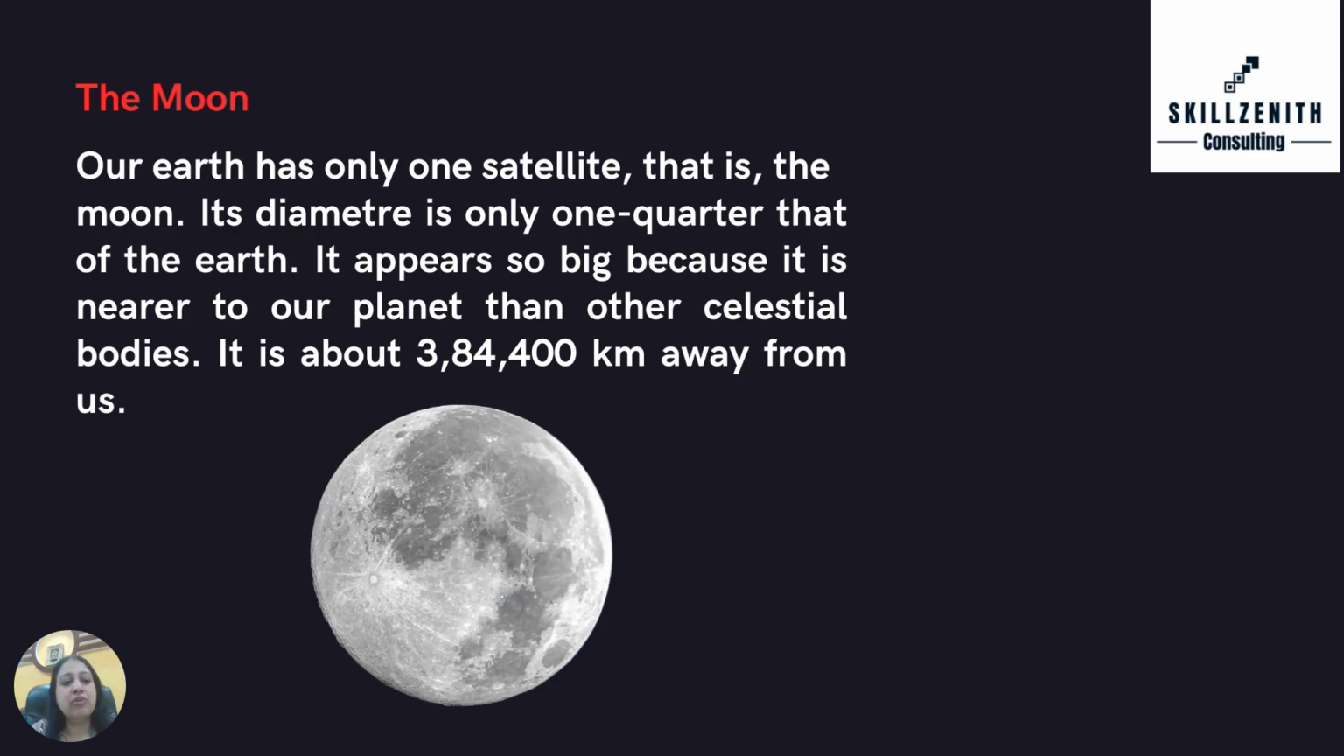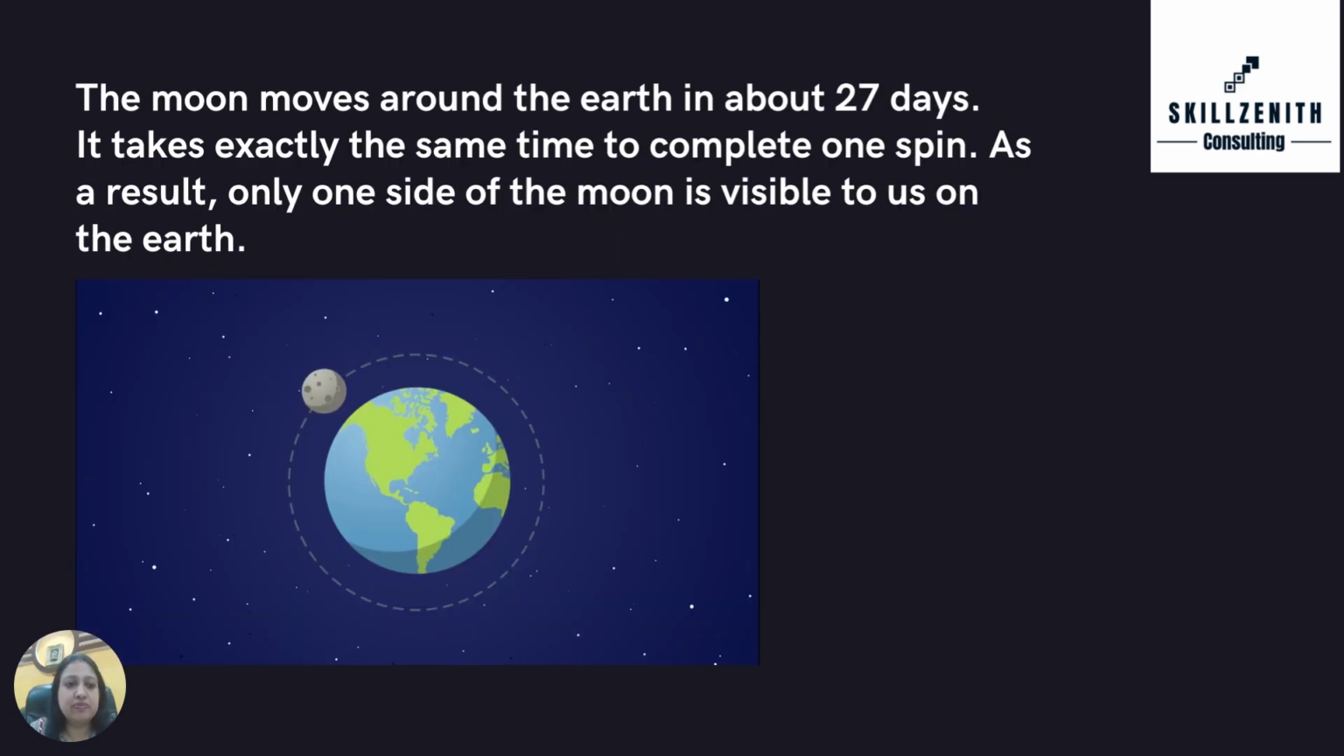So, if you look at the moon and compare it to other celestial bodies, it's not the biggest celestial body, but it looks big because it is the nearest. It's the celestial body nearest to the Earth, about 384,400 kilometers away from us. So when you compare it to other stars like the sun, it's still very, very near. That's why it looks really big.